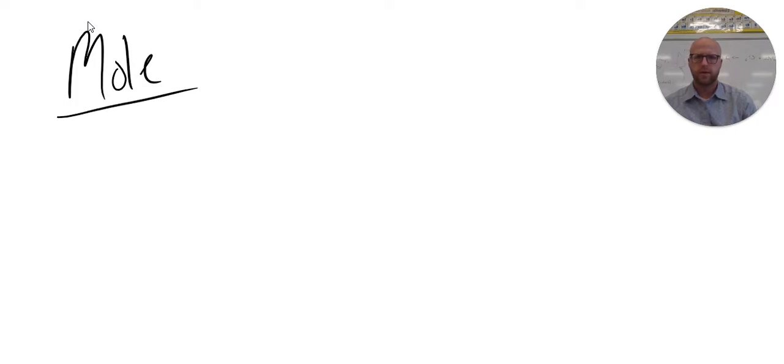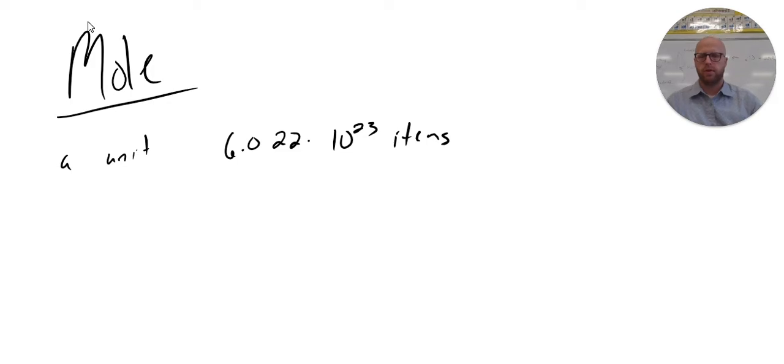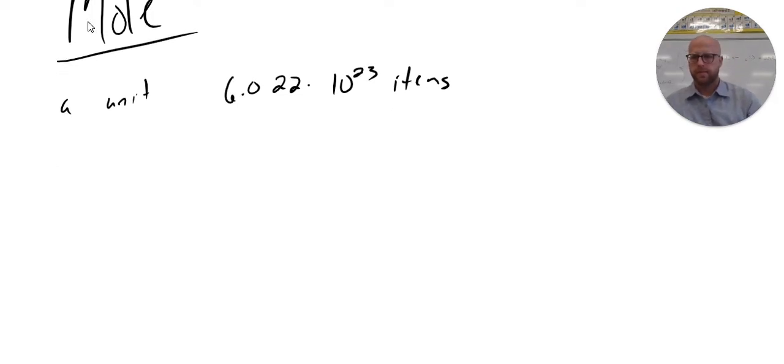Okay, so let's continue on with our mole conversions. If we remember, a mole is a unit, and it contains 6.022 times 10 to the 23rd items. And why is this important? As always, chemistry happens on an atom-to-atom basis, right? So I've got to know how many atoms are reacting, so I've got to count them. We'll use that with moles.